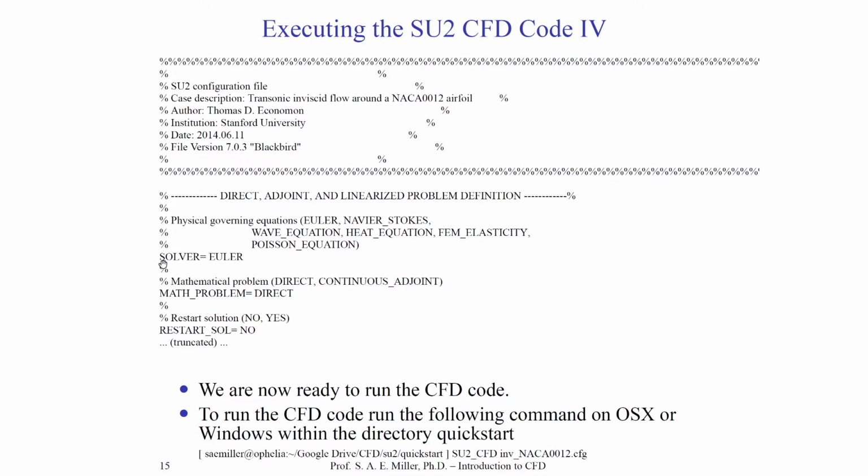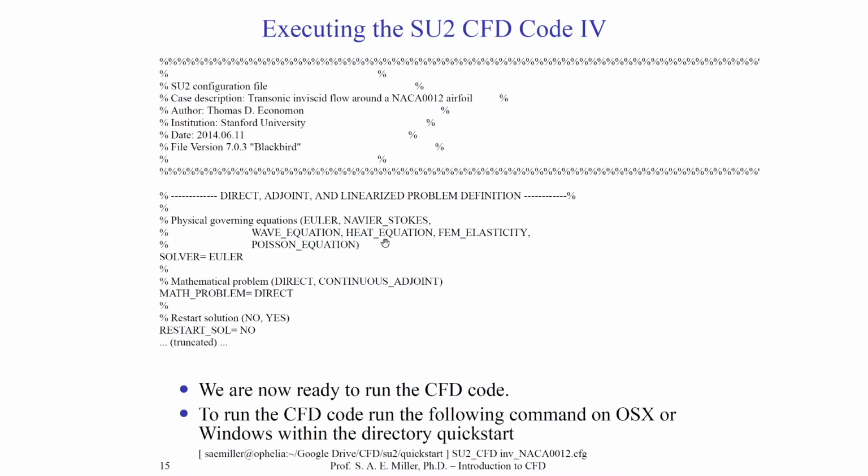So the first thing we do is tell the solver what set of equations we're solving. We say SOLVER equals, see there's no percent sign, so this is something the solver is going to read and interpret. We say the solver is equal to EULER. This means we'll be solving the Euler equations. We can also say solve the Navier-Stokes equations. To do that, we would change EULER to NAVIER_STOKES.